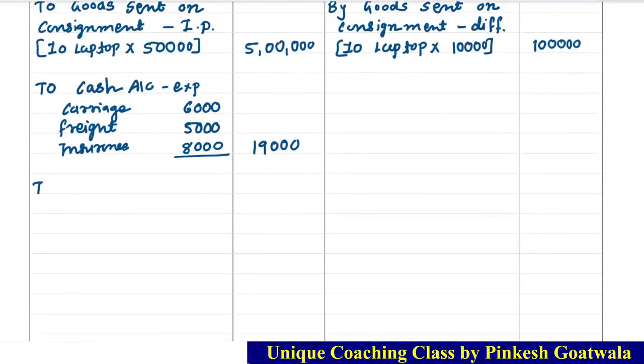Consignment account debit side to BR discount 5,000.